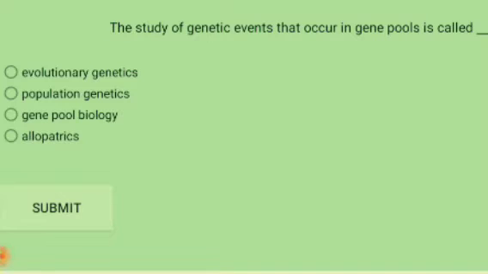Today we are going to discuss part 3 of MCQs from Zoology by Miller and Harley. So the first question is, the study of genetic events that occur in gene pools is called option A, evolutionary genetics, B, population genetics, C, gene pool biology, D, allopatrics. So the correct option is option B, population genetics.